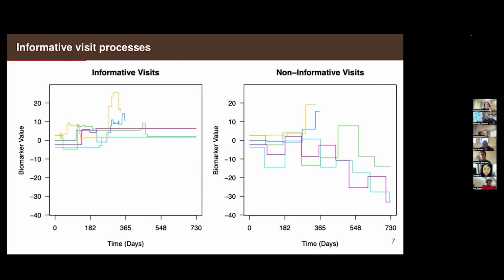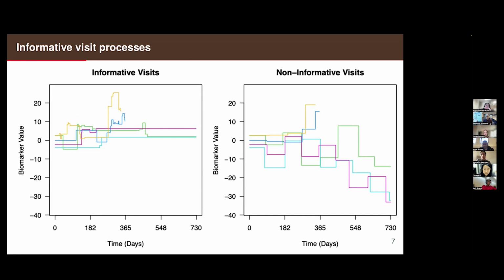And so they go in, they get their biomarker measured, maybe they get treated. And so we tend to have more information about the biomarker when it's elevated, because something about that elevation is prompting the patient to seek care. So those visits that are driven by the value of the biomarker itself, we call informative.